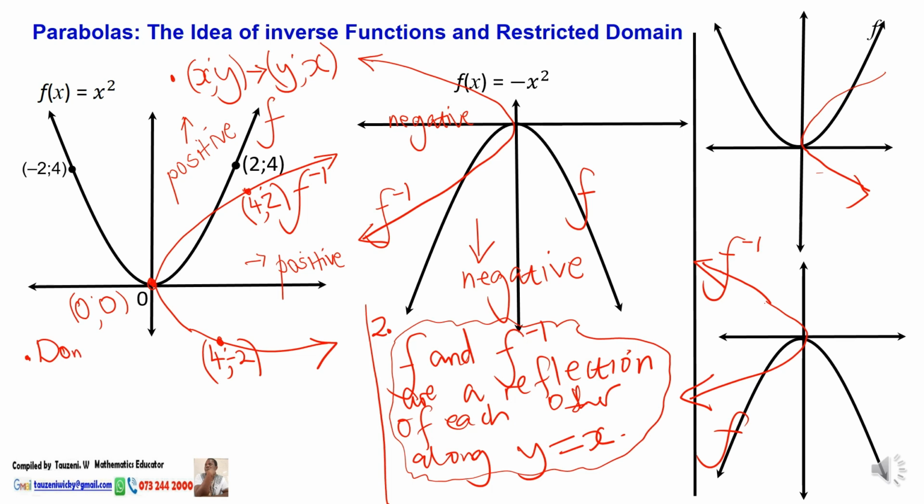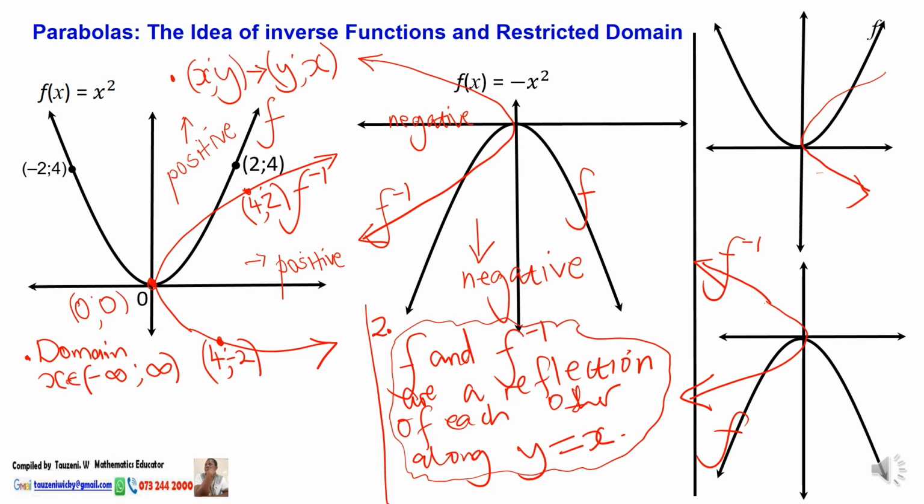In general, the domain of a parabola starts from negative infinity and goes to positive infinity. Remember, domain means from left to right. Where does the graph start and where does it end? So this one starts from negative infinity and goes to positive infinity. Or we can simply say x is a real number. That is the domain of the parabola.